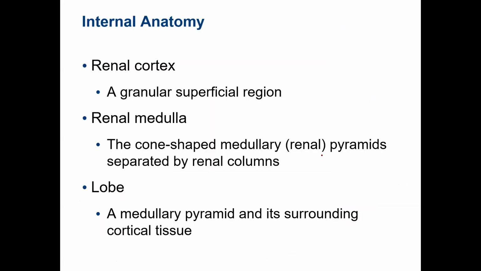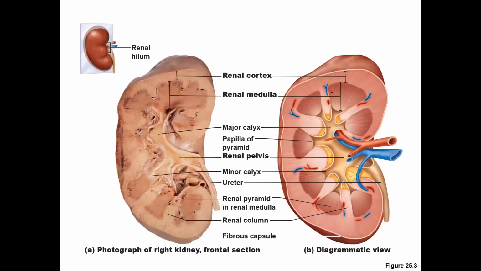Take a cross-section of the kidney, you see some specific regions inside. We have an outer region we call the cortex, and an inner region we call the medulla. The medulla is made up of pyramids and columns in between the pyramids. A lobe of the kidney is the pyramid and the cortex here above it. That's a lobe.